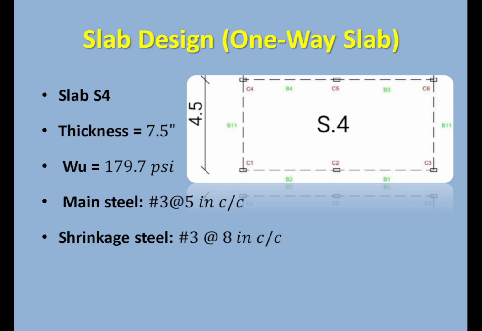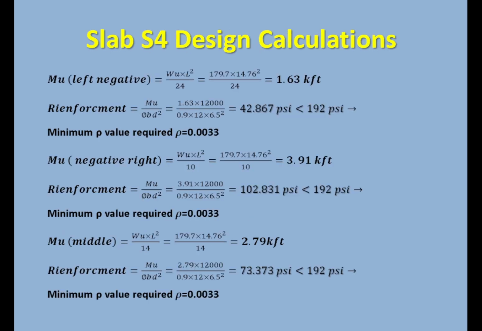And now we will explain why we chose this reinforcement. First of all, you will find the moment at the left negative side, the negative right side, and the middle. Because it's a one-way slab, we have bending in one way, from the left and from the right and in the middle. We calculated, for example, the moment for the left negative side, which is 1.63 kip-feet.